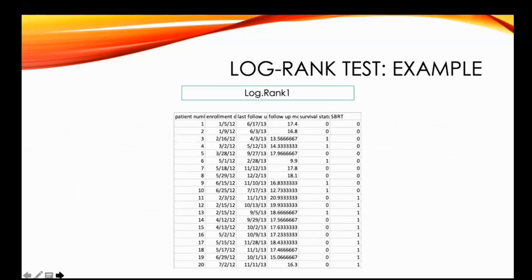So here's the data, log rank 1, from the spreadsheet. Again, it's really critical for these survival analyses to have follow-up. Here it's in months. Survival status, with 0 being a censor and 1 being an event. And for a log rank test, you also have to add a variable for comparison. Here it's SBRT. So the first 10 patients, the patients we analyzed for the Kaplan-Meier, did not have SBRT, so their status is 0. And patients 11 through 20 did have SBRT, so their SBRT status is 1.